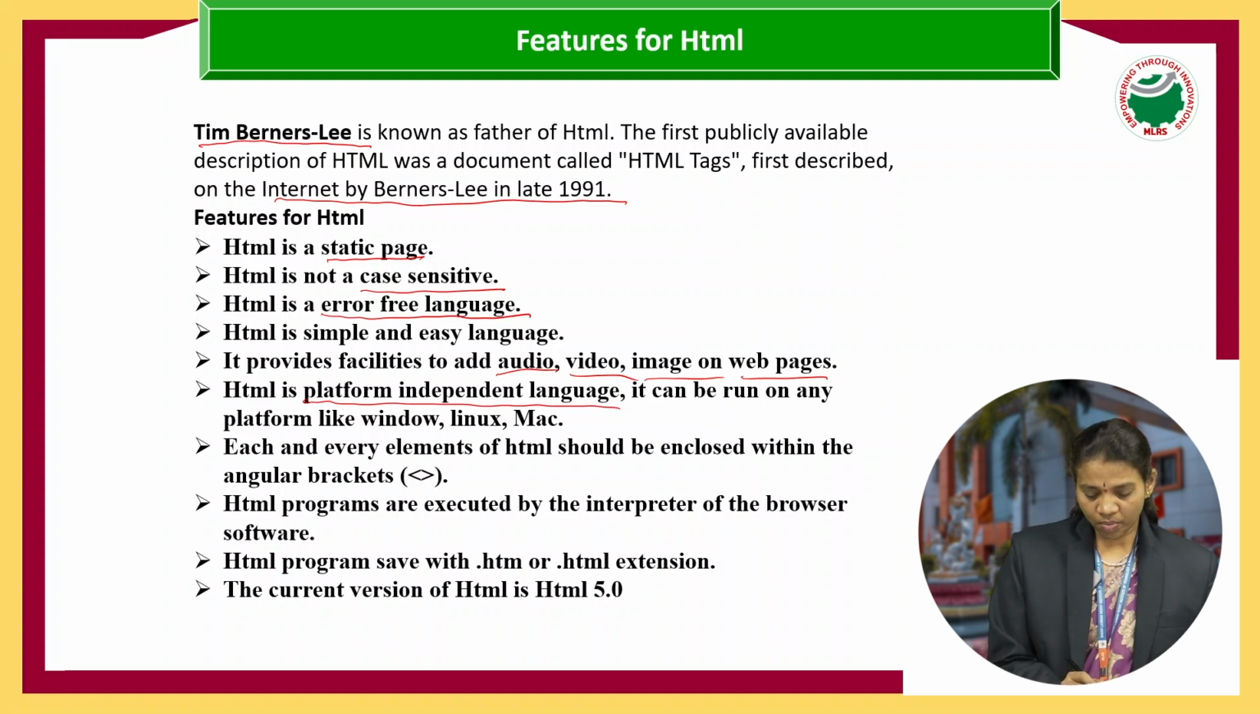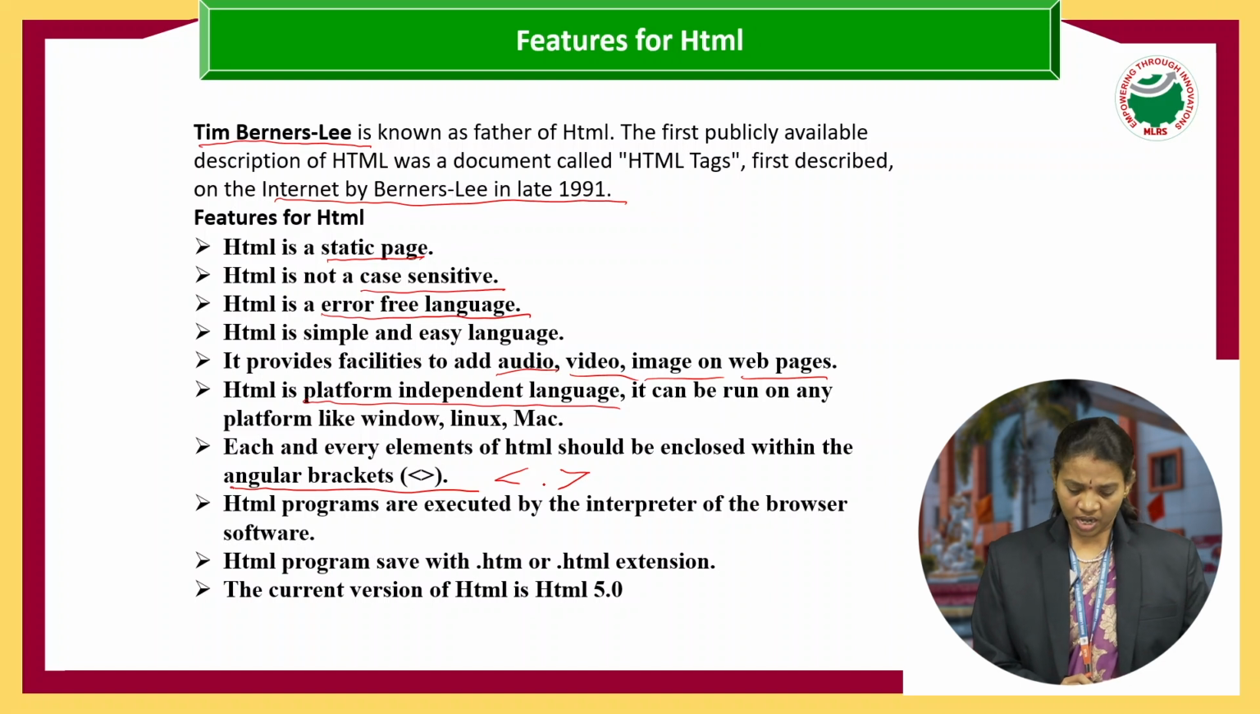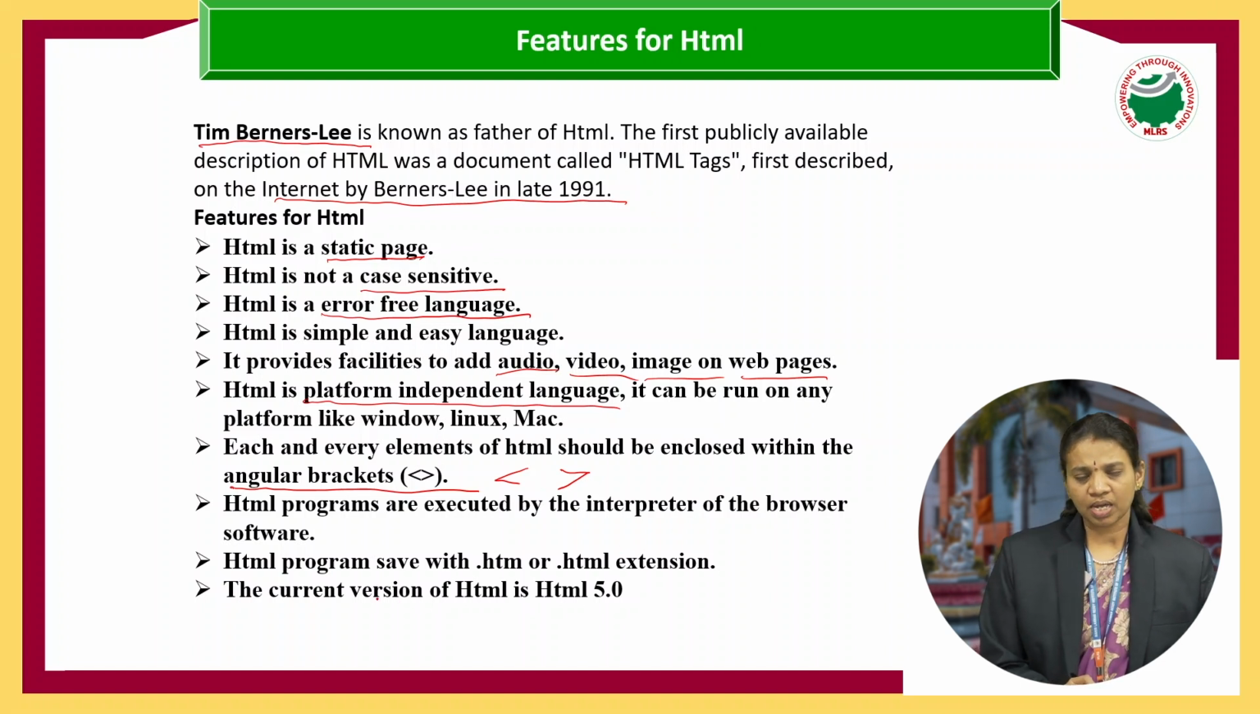In HTML, the language should be written within angular brackets. Angular brackets are nothing but less than and greater than symbols. HTML programs are executed by the interpreter of the browser software. HTML programs are saved with the .html or .htm extension. The present version of the HTML language is HTML 5.0.